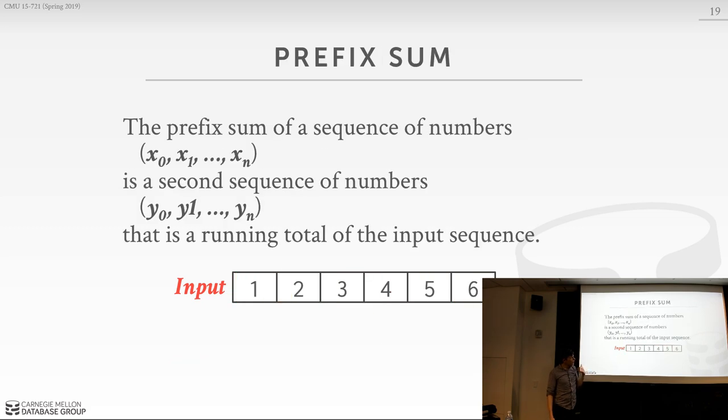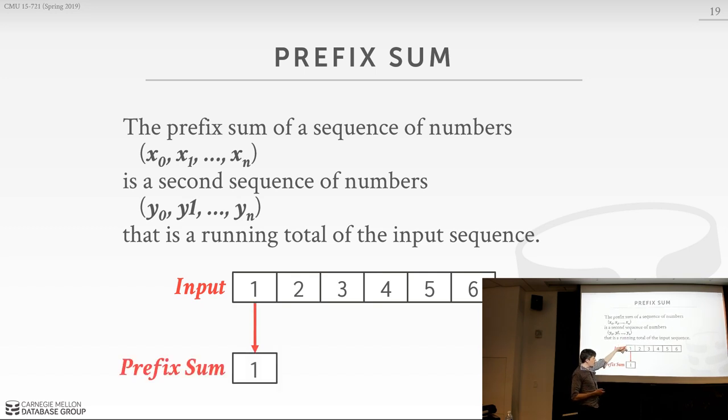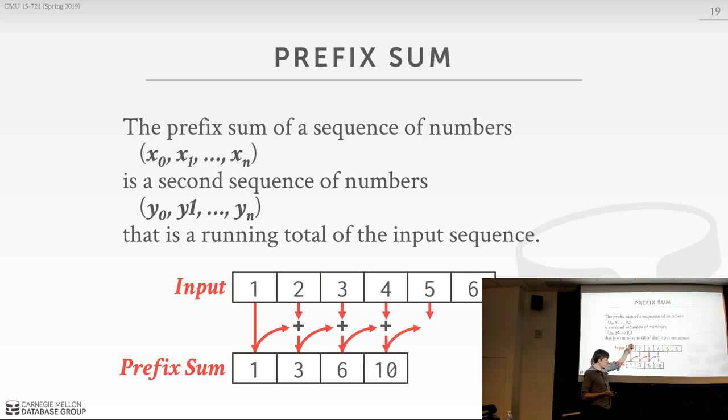Now, the prefix sum is just a running count of a sequence of numbers. Say 1, 2, 3, 4, 5, 6 are our input keys. When we start computing the prefix sum, for the first position there's nothing that comes before 1 in our list, so the prefix sum is just 1. But now we take the output of the last prefix sum in our list plus the next key in our input sequence, add them together, and that's our prefix sum. So in this case it's 3. Same thing, 3 plus 3 gives me 6, and going forward down like that. So we're going to use this technique to get the prefix sum.